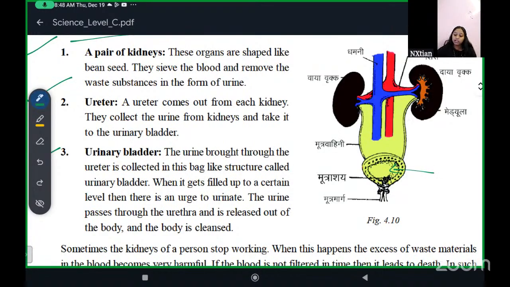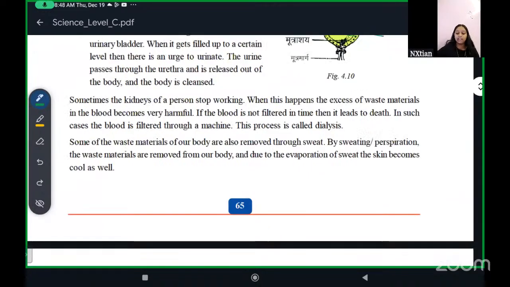When it gets filled up to a certain level, there is an urge to urinate. Urine passes through the urethra and is released out of the body, and the body is cleansed.